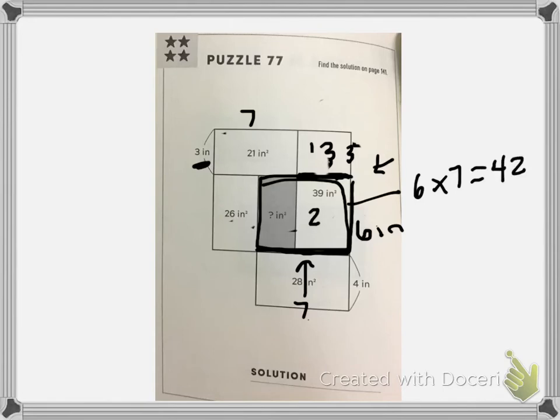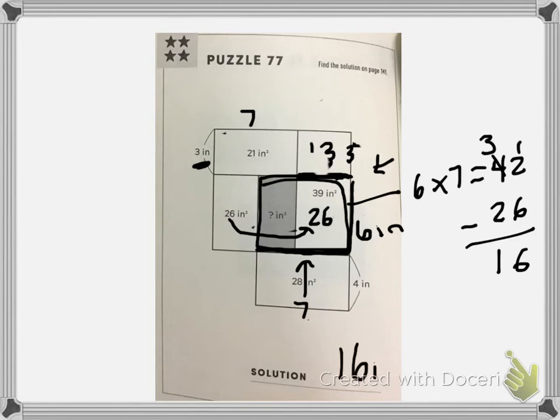And we said earlier that the unhighlighted piece there was 26. It has the same area as the one on the left. So if I subtract 26 from 42, it would give us an area of 16. So that shaded region there is 16 inches squared.